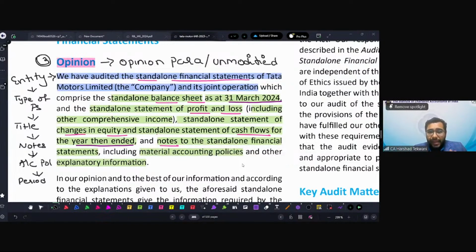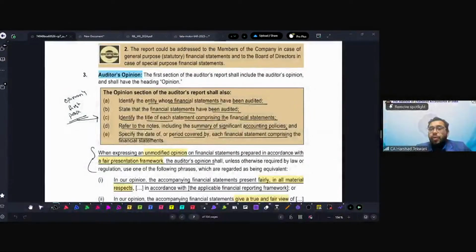Clear? Any doubt till now? A doubt may arise, sir. Why do we need to mention dates and the title? What if we don't mention this? No. That is the requirement of your standard. So whatever we are discussing as of now is everything prescribed in SA 700. That is the minimum information that you are required to give while drafting the opinion paragraph. This was just about the opinion paragraph. Clear?